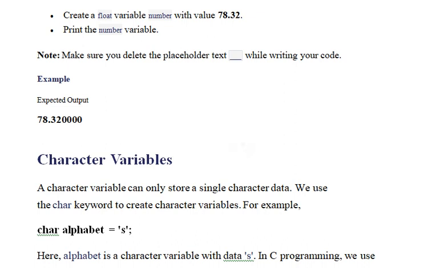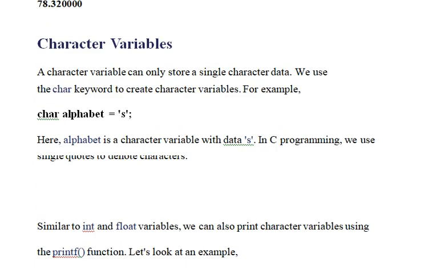Next, character variables. Character variables can only store a single character. I already said that a character starts with a single quotation, which is nothing but a single character of data. It stores only a single data. For example, you can see here a single quotation having a single character of data, which is a small s. We use the char keyword.